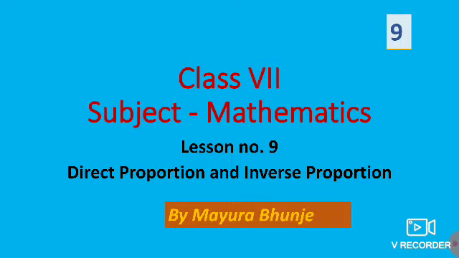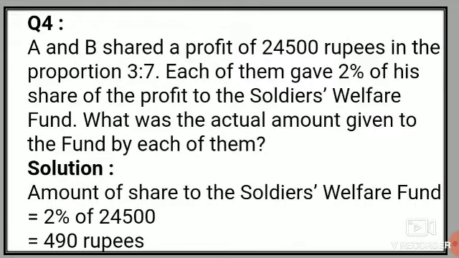Direct proportion and inverse proportion, part 9, practice set 39. Question number 4. A and B shared a profit of 24,500 rupees in the proportion 3:7. Each of them gave 2% of his share of the profit to the Soldiers' Welfare Fund. What was the actual amount given to the fund by each of them?